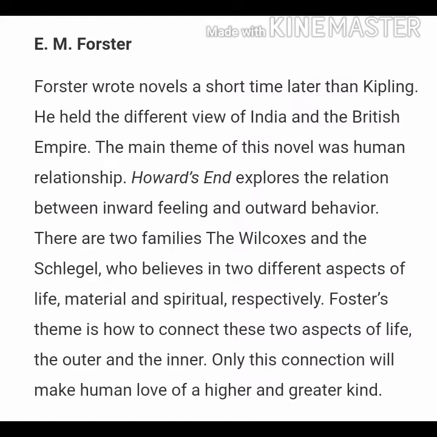There are two families, the Wilcoxes and the Schlegels, who believe in two different aspects of life, material and spiritual, respectively. Forster's theme is how to connect these two aspects of life, the outer and the inner. Only this connection will make human love of a higher and greater kind.